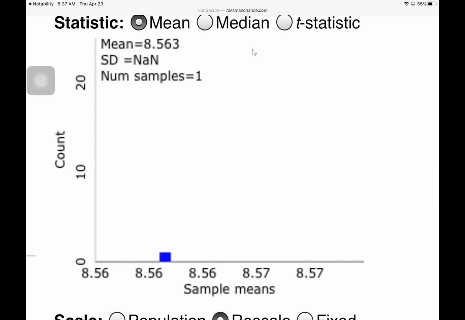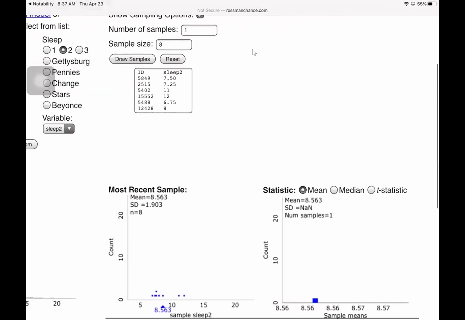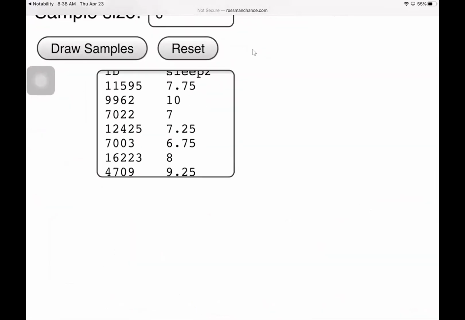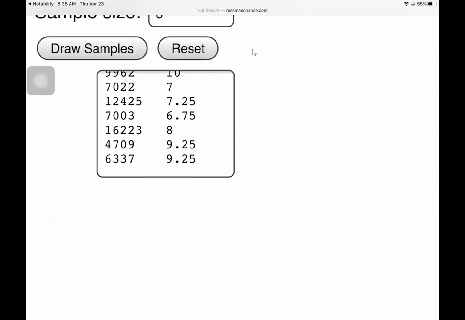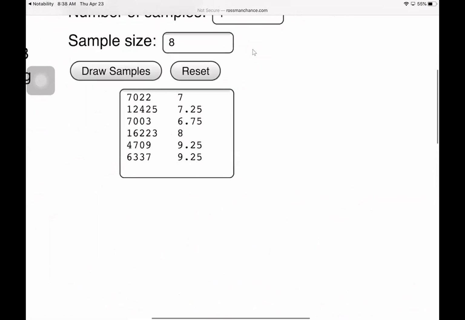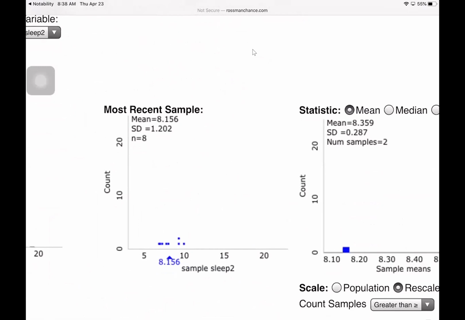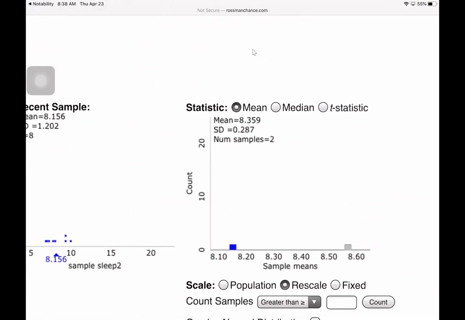So we're going to go ahead and do another selection. So let's do a selection of 8 more people. All right. So now this is my new data set. From that new data set, we're going to take the average. If you look right here, the average is 8.156. So this blue box right here is telling us that's the second new average that we got. Any questions in regard to that so far?